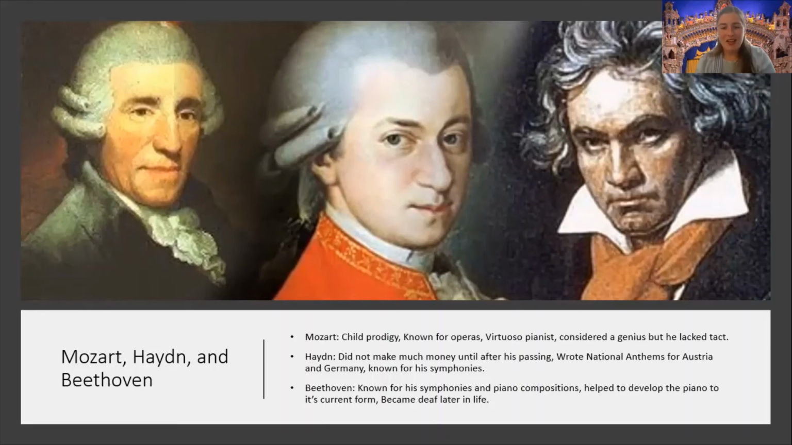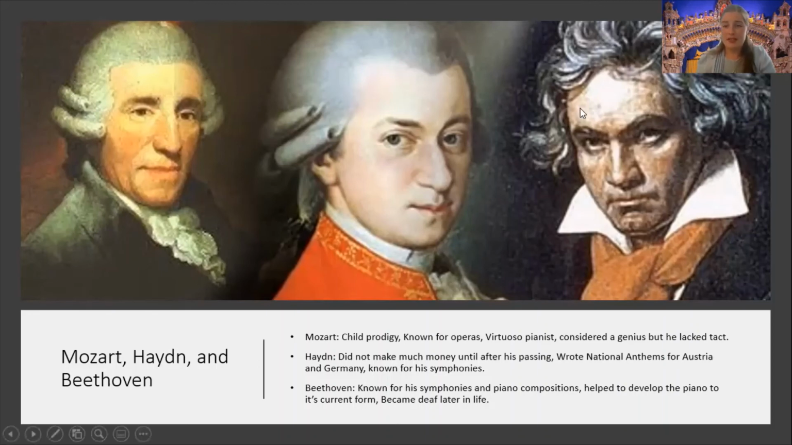Then we get Haydn. He did not make a lot of money during his time period. He was broke. People didn't love his music during his time. It wasn't until after he passed that money was being made on his music. So he had a lot of tragedies that followed him through life that really affected the music that he wrote. During his time, he did write national anthems for both Austria and Germany, and he was well known for his symphonies. But like I said, he didn't make a lot of money on his music during his time.